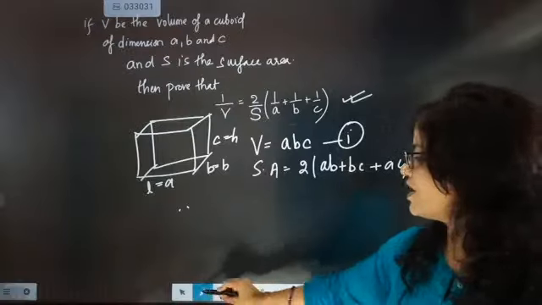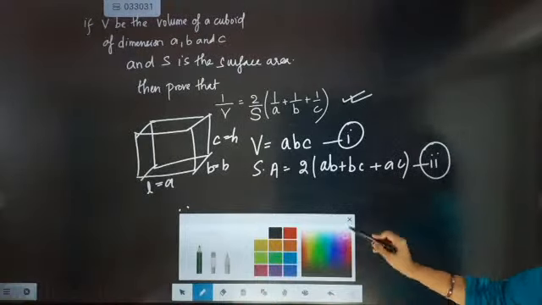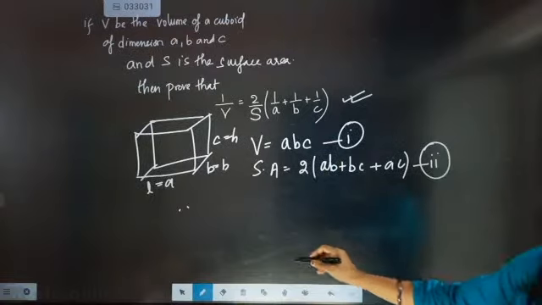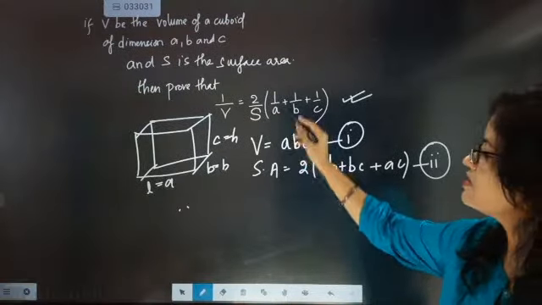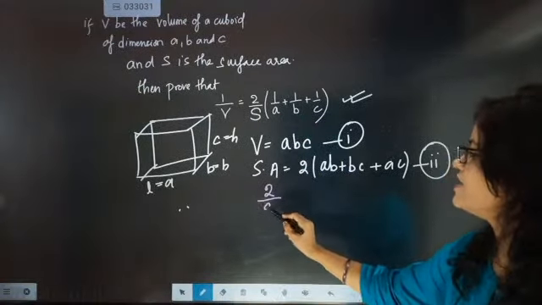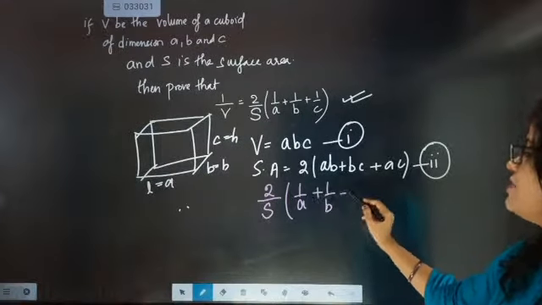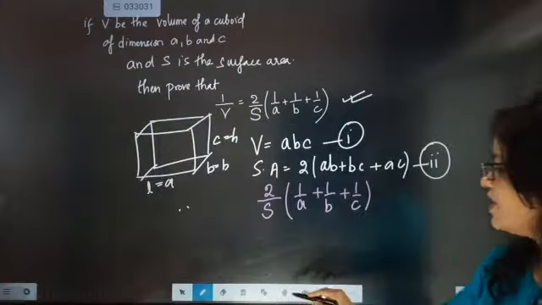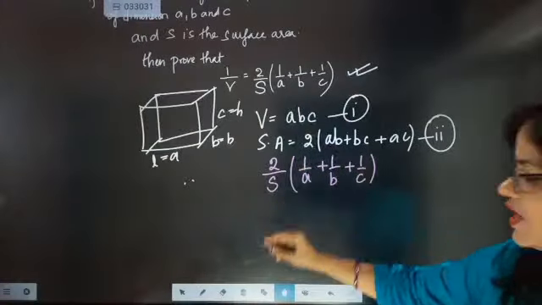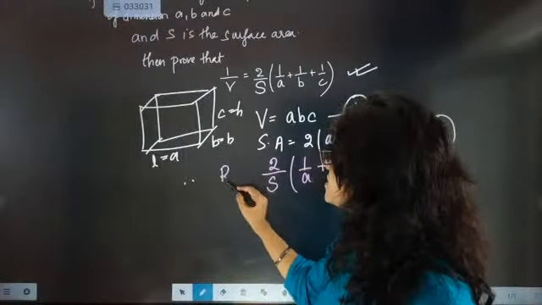Now I am going to use RHS. So how am I going to use RHS? You know that the RHS part is written as 2/S times (1/A plus 1/B plus 1/C). And we have to prove that it is exactly equal to LHS. So RHS is this one.